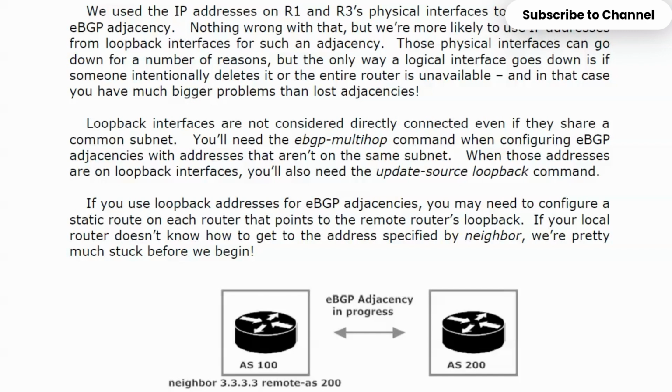And when these addresses are on loopback interfaces, as they will be in this lab, the next one, you'll also need the update-source loopback command. And we'll see that, and what it's actually asking for is the interface that you're using for your update sources, and that would be loopback 0, whatever you happen to number it.